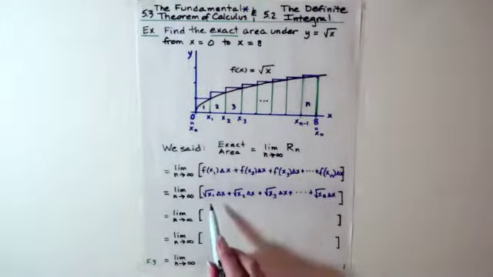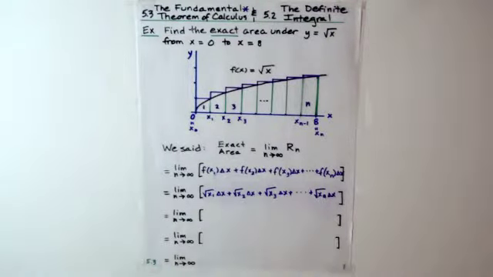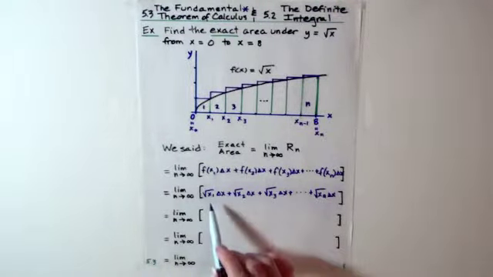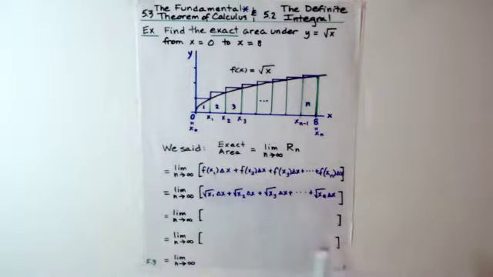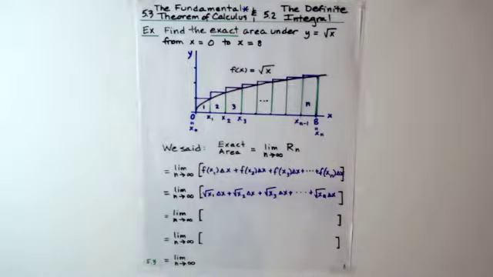Well, that doesn't really look any easier to find the limit of that as n goes to infinity than our original. It turns out that this x1, x2, x3, and so on, and also the delta x, can actually be expressed purely in terms of n. Well, how would I do that?